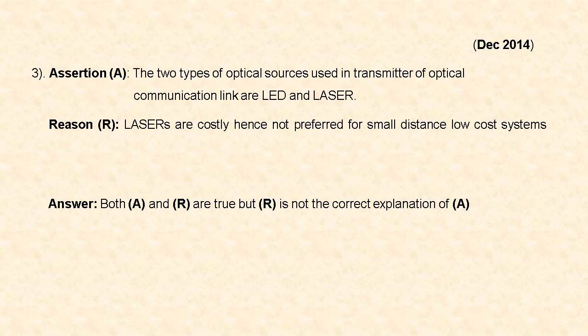Next question. This question is assertion and reason type. It was asked in December 2014. Assertion: the two types of optical sources used in transmitter of optical communication link are LED and laser. Reason: lasers are costly and hence not preferred for small distance low cost systems. Here both assertion and reason are true, but reason is not the correct explanation of assertion.